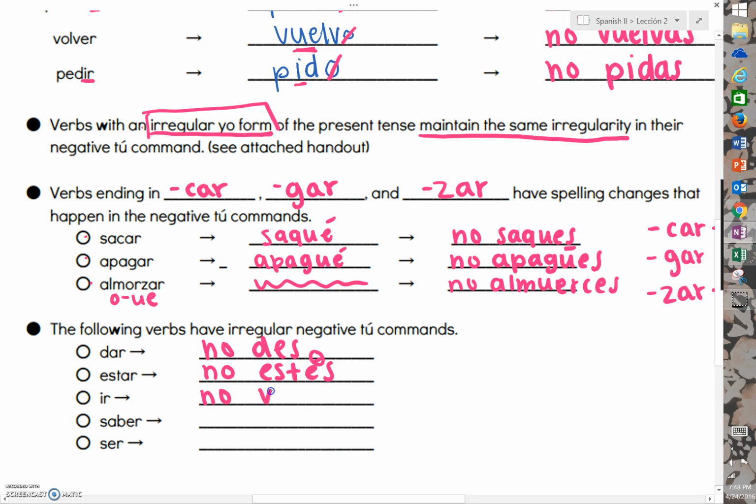Ir becomes no vayas. Saber becomes no sepas. And ser becomes no seas. Those are our 5 irregular negative tú commands. Dar becomes no des. Estar becomes no estés. Ir becomes no vayas. Saber, no sepas. Ser, no seas. Now, I want you to try a couple on your own. This is going to be a mix of regular verbs, irregular verbs, and car-gar-zar verbs. Try a few on your own.